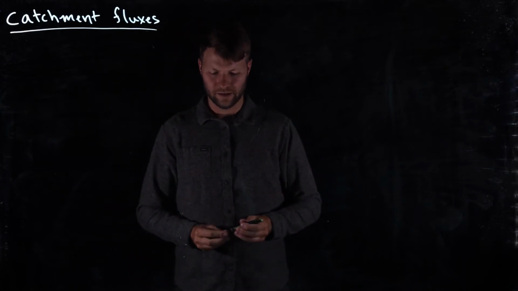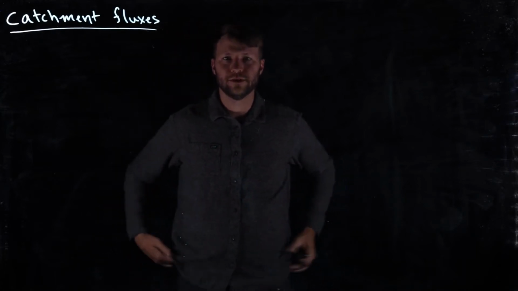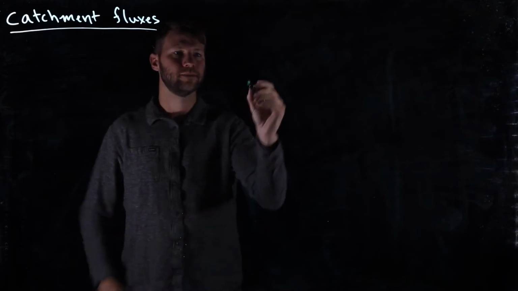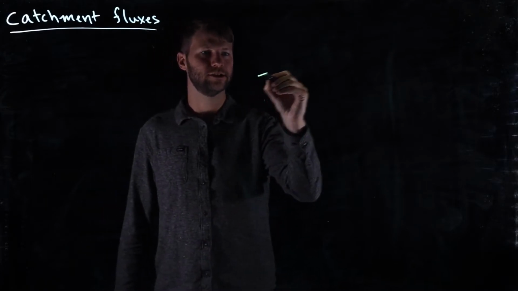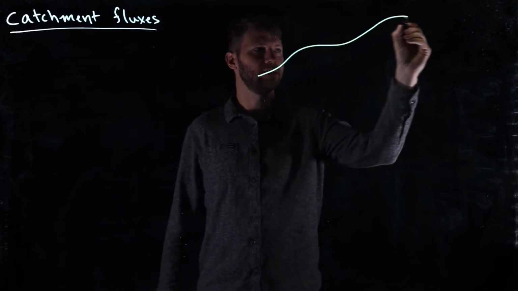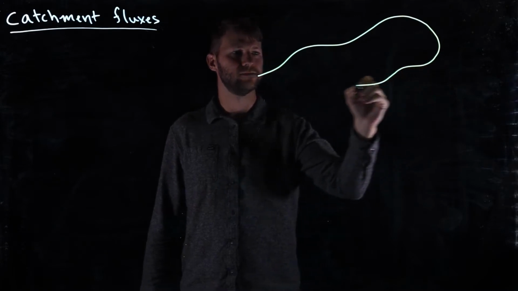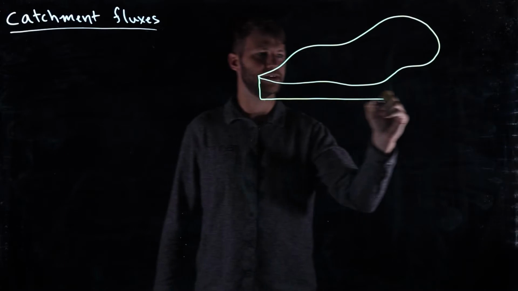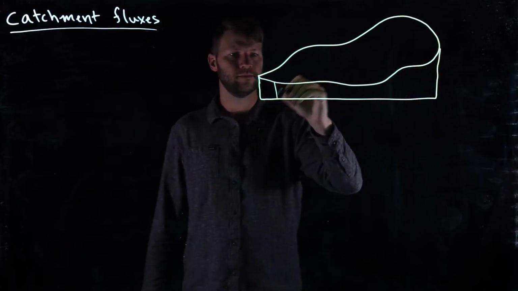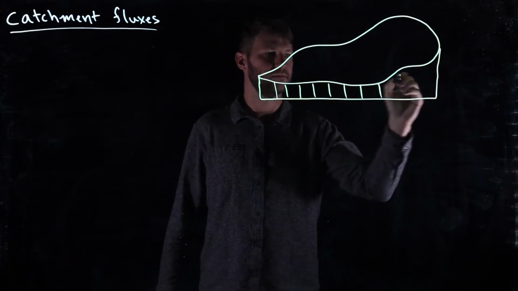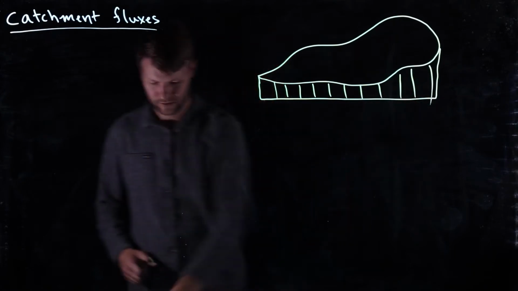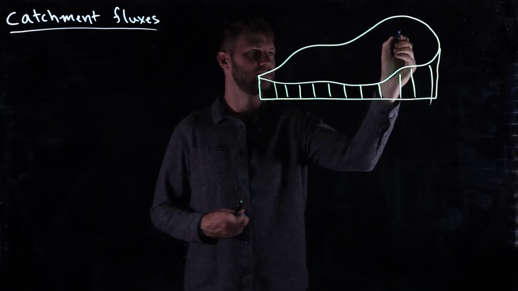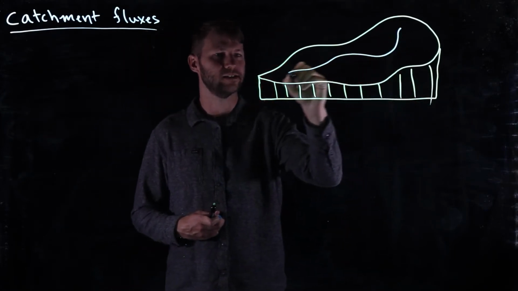Okay, let's talk about the fluxes that go into and out of a catchment. If we now draw a catchment here, kind of in a perspective view, so we'll be looking at the catchment on its side at an angle. This is sort of a cutaway. And you can imagine that there's some stream channel network draining this catchment.